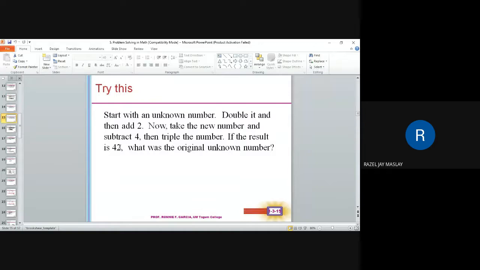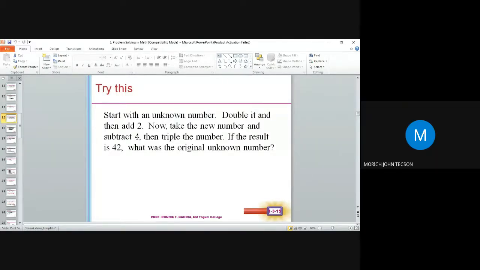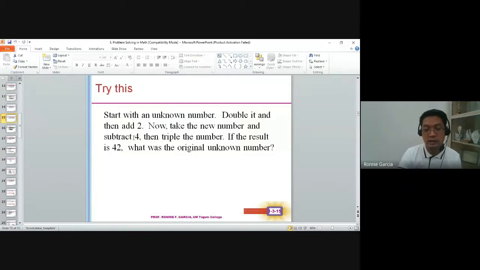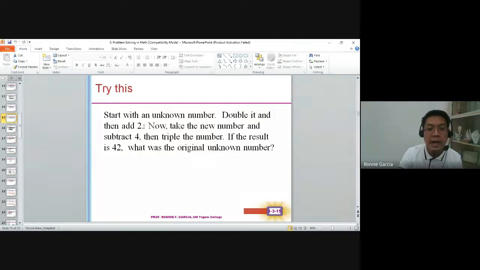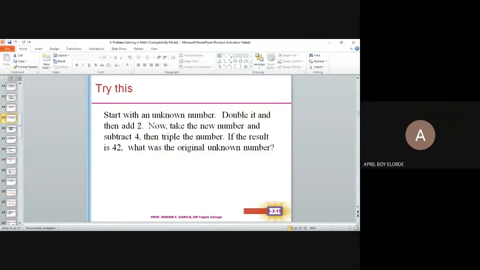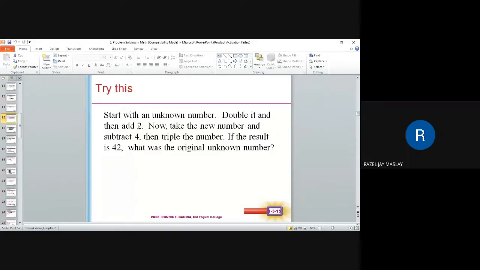14. Okay, that's 14. Then we have subtract 4. So instead of subtract 4, what is the reverse operation? Add 4. So 14 ganina, di ba? Then add 4. So you have 18. Then take the number and then add 2 ang next. The reverse operation, minus 2. So 18 ganina, minus 2, 16.